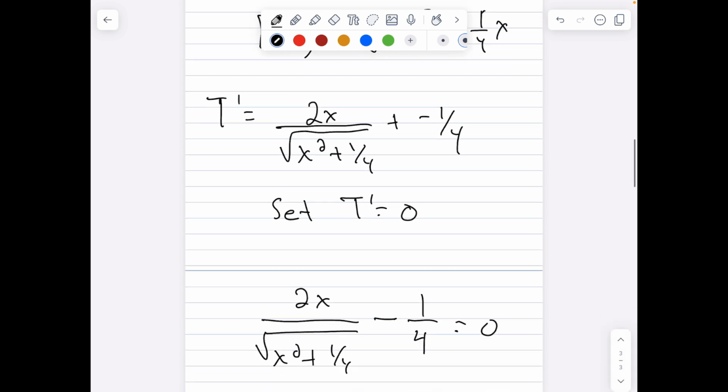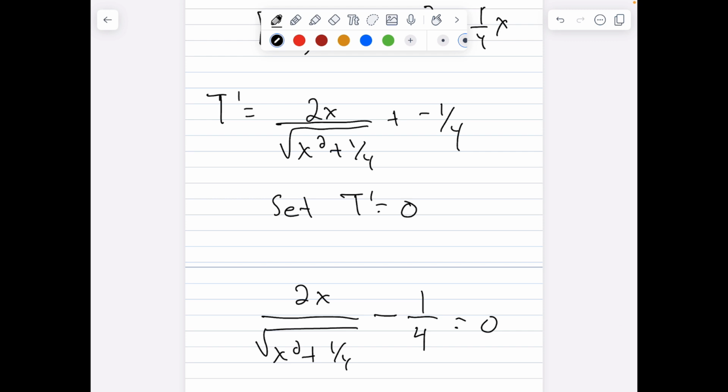All right, so then what do we do? We take our derivative and set it equal to 0, or we also set it to be where it's undefined, but that's not going to happen here, so we're not going to worry about that.